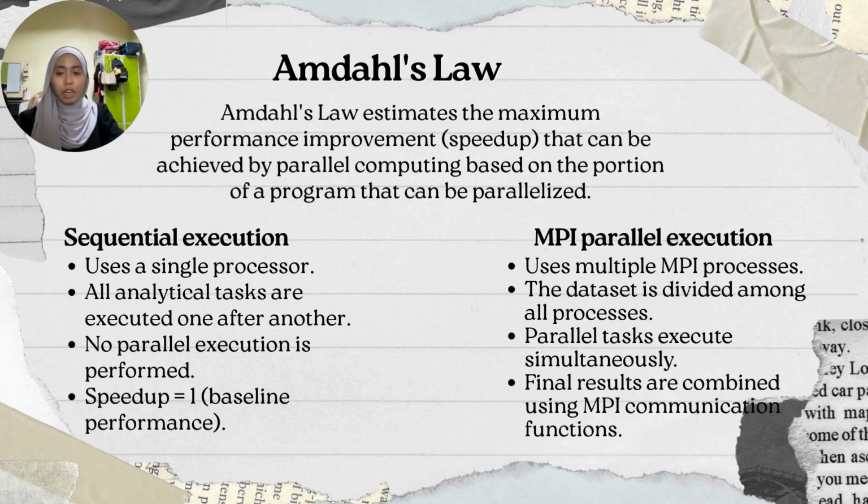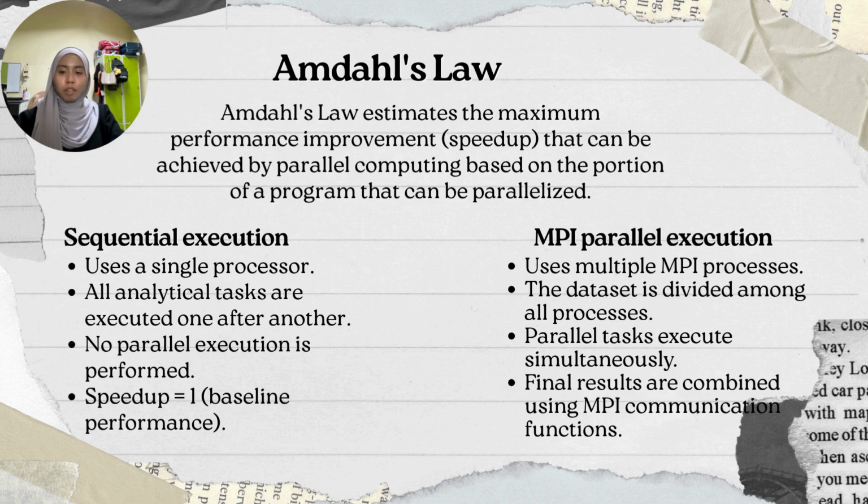For this slide, I'll explain about Amdahl's law. Basically, Amdahl's law estimates the maximum performance improvement that can be achieved by parallel computing based on the portion of a program that can be parallelized. For sequential execution, it uses a single processor. All analytical tasks are executed one after another. No parallel execution is performed. Speedup is equal to 1, which is the baseline performance.